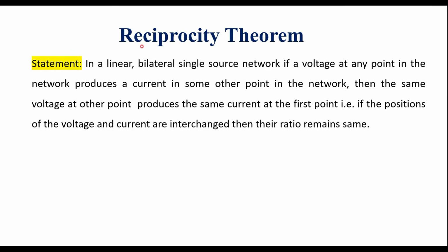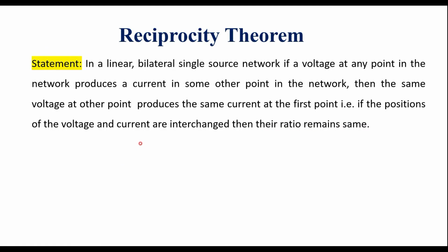In this lecture, we'll study reciprocity theorem. Let's see the statement. In a linear, bilateral, single source network, if a voltage at any point in the network produces a current in some other point in the network, then the same voltage at other point produces the same current at the first point. That is, if the positions of the voltage and currents are interchanged, then their ratio remains same.